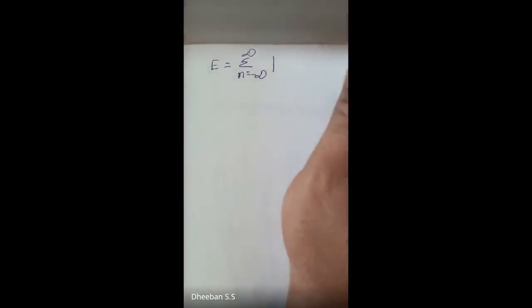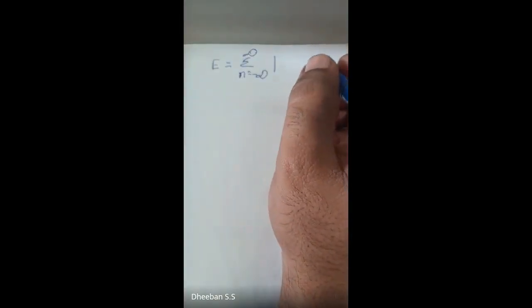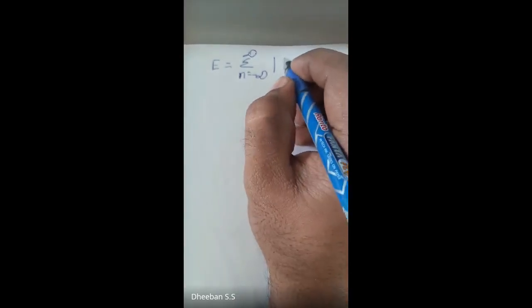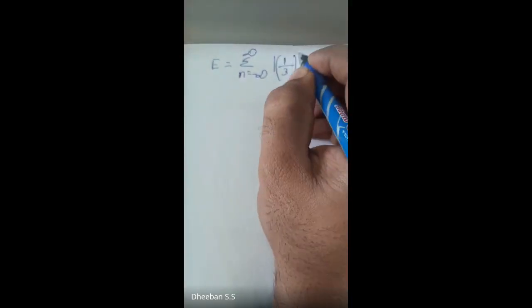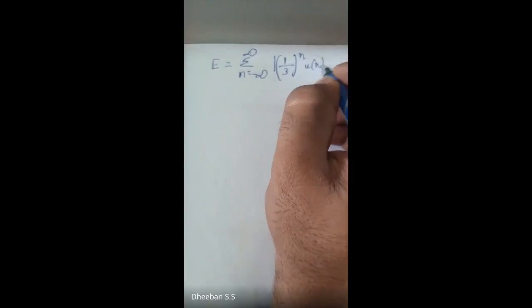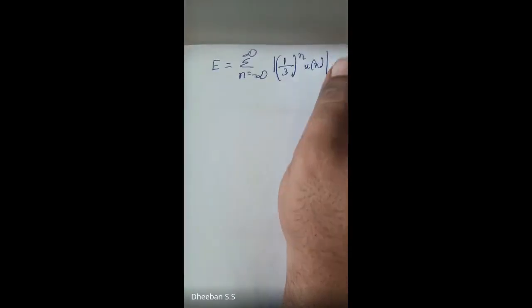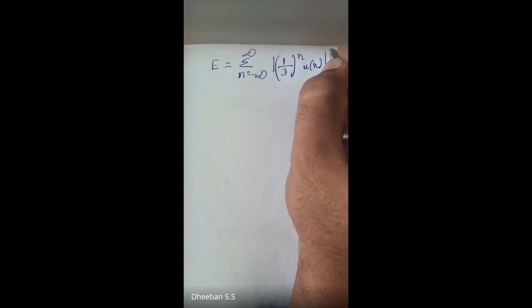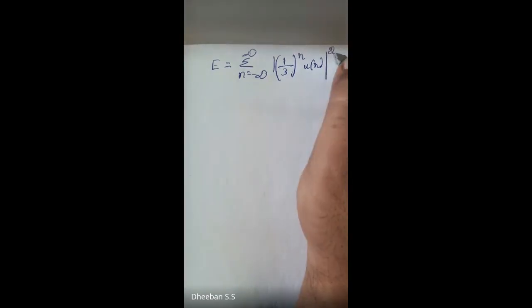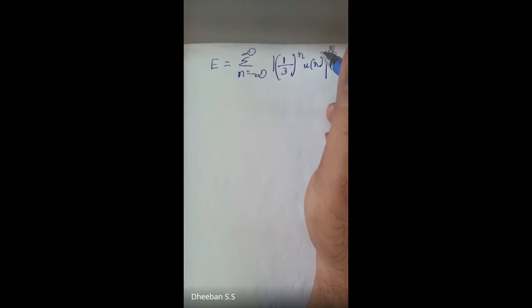Now we have to apply the signal. So (1/3) the whole power n into u of n. So what do you mean by u of n? U of n represents what? What type of signal is it? You can just put it in the chat. Type in the chat box. What is u of n?